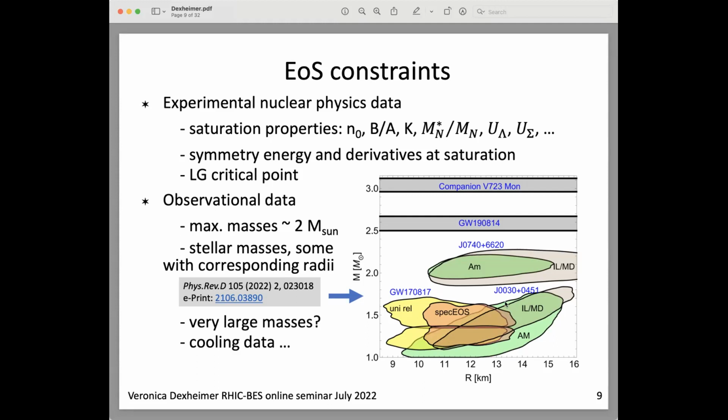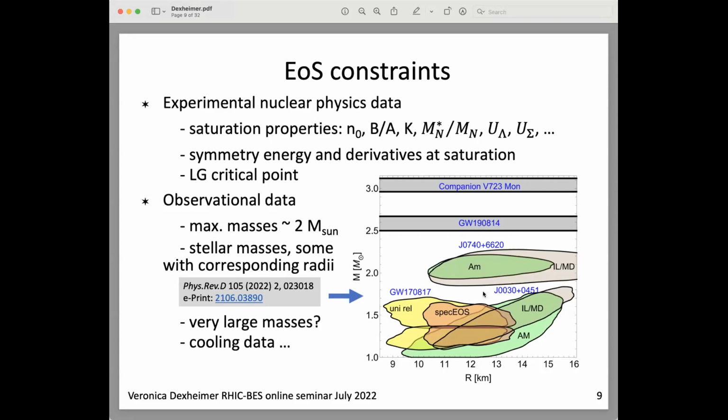And then we have recent information from LIGO Virgo about the gravitational wave event 170817, which was translated into a mass radius diagram region, actually 2 here, using different techniques, either universal relation or spectral equation of state. So although the regions are quite big here, they are constraining.